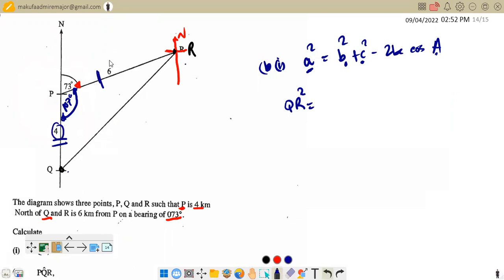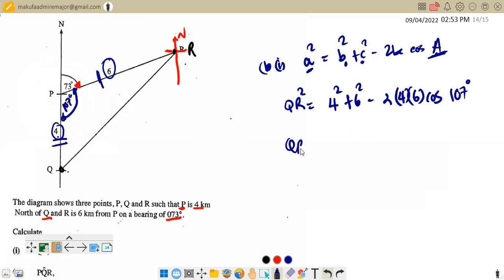So we're going to have 4 squared and 6 squared there. So it's going to be 4 squared plus 6 squared minus 2 times B times C. You repeat those sides, 4 again, times 6, all right? Cos of A, which is the angle in between those sides, and this angle is what? 107 degrees. So that's your cosine rule, guys. So you can move on.